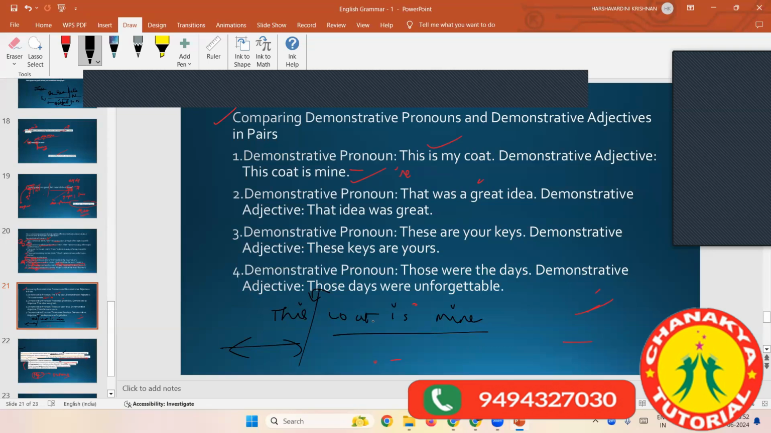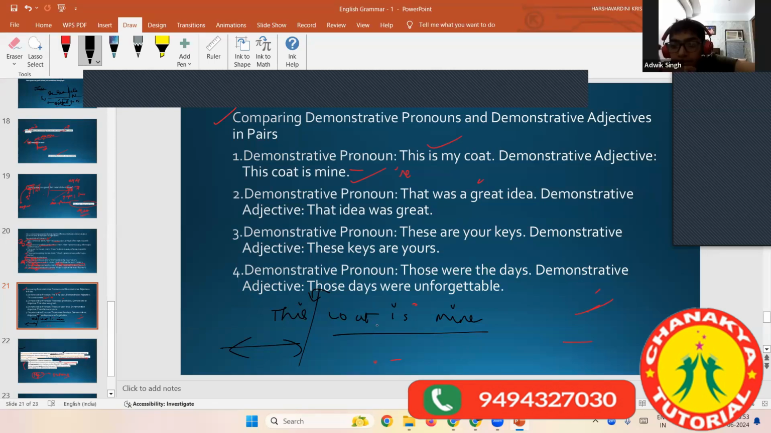Maybe this may be a purple color coat, or maybe in the 10 coats, 9 coats may be not good. Only one coat may be looking good. So you will be saying this coat is mine because that is looking good, or you will say this coat is mine because that is looking black color. My coat is black in color. Instead of saying coat is mine, I'm using this coat is mine. It means you're specifying the noun, you're enhancing the noun, right?